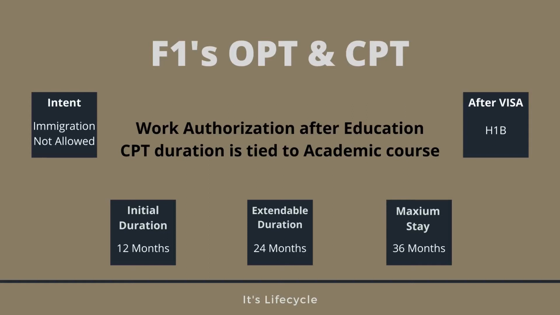For F1 students, the initial OPT duration is 12 months and it can be further extended for 24 months. The Obama administration introduced the 24-month extension to the OPT. OPT helps in gaining practical experience and internship after your education. There are a few restrictions for OPT though. It's not a work permit.